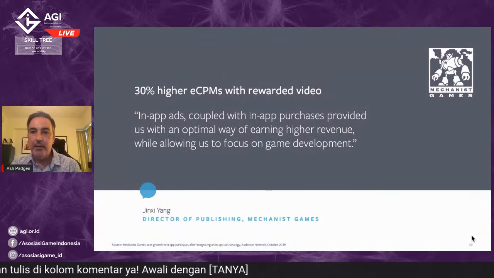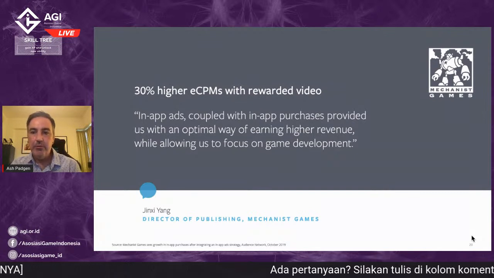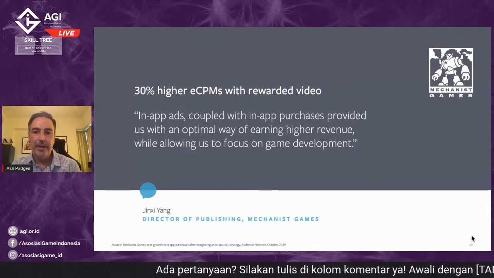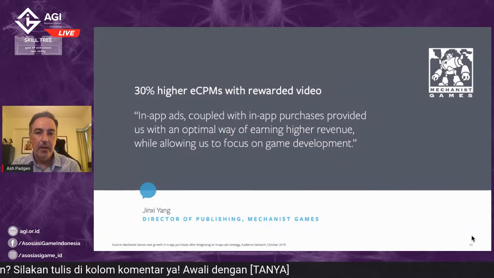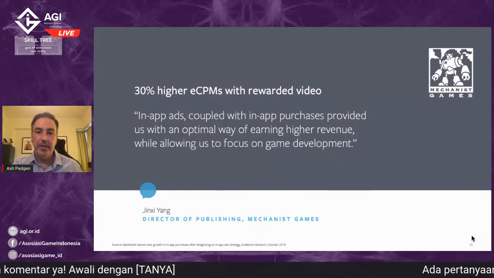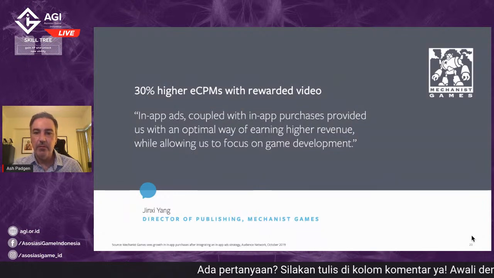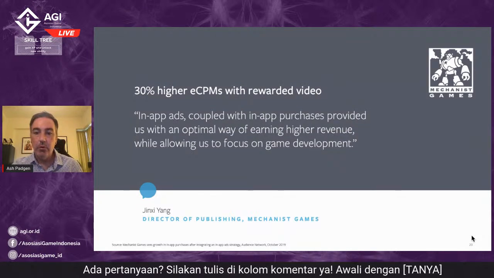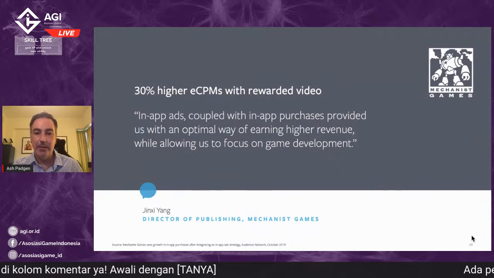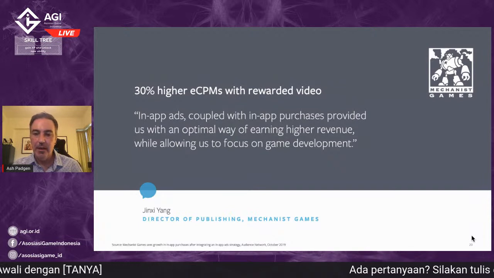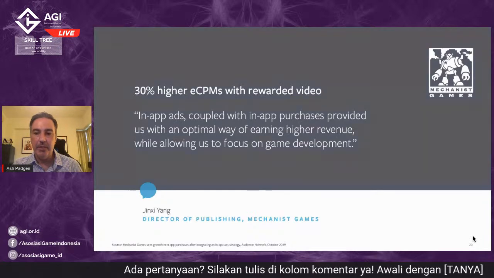Taking a look at Mechanist Games, a Xiamen-based hardcore mobile game publisher, Mechanist produces immersive action role-playing and fantasy titles like City of Steam Arcadia and Spirit Guardian. After struggling to monetize solely with in-app purchases, Mechanist decided to test a hybrid monetization model. Using Facebook rewarded video alongside in-app purchases, they've seen 30% higher CPMs compared to other ad formats. And now 10% of their total revenue is generated from in-app ads with Audience Network.